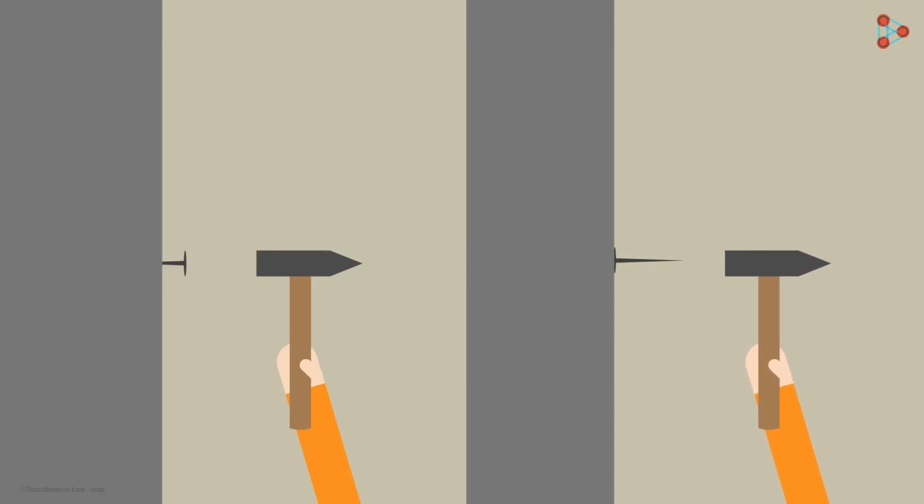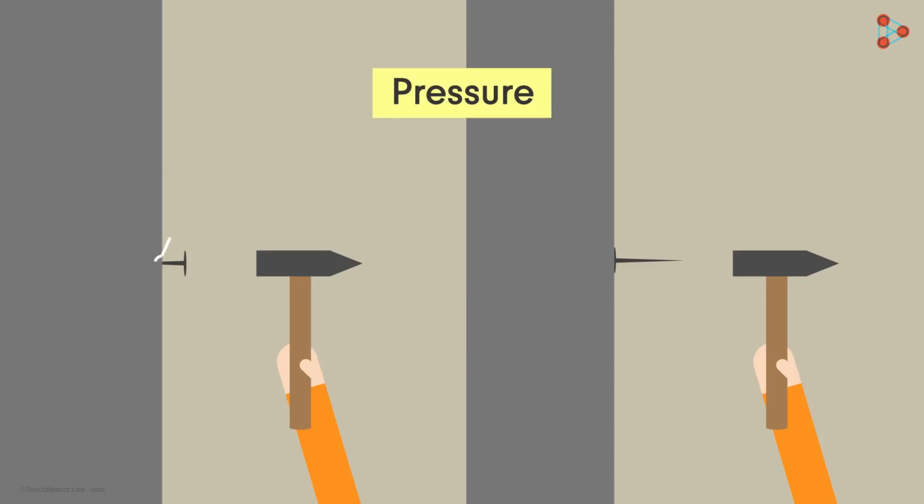You will find it difficult to push the flat face of the nail through the wall even if you apply more force than you did in the first case. What is the reason for this? The reason is that the pressure applied by the tip of the nail on the wall is more than the pressure applied by the nail's flat surface.